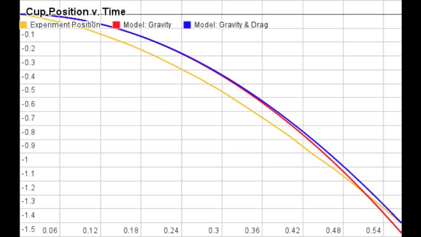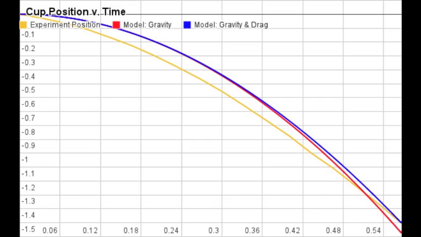As you can see, the experiment position is nicely parabolic, something to expect from a free-falling object. This is because the force of gravity interacting with the cup is accelerating the cup downwards at a rate of 9.8 meters per second squared. Therefore, the slope of the experiment position versus time is getting more and more negative, and therefore is parabolic. As you can see, there are some discrepancies between my two models and my experiment position.